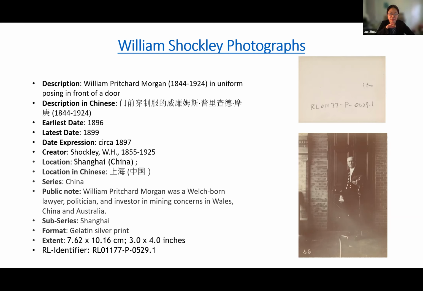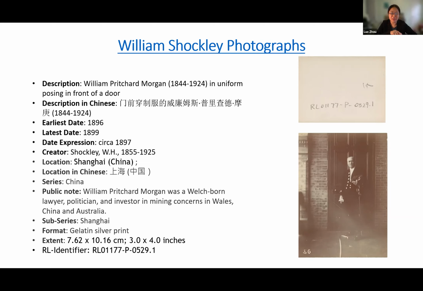Okay, so you also see something different here, a public note. I explained that this person, Mr. Morgan, is his boss. He is a person who has a company in the UK that became a global company, and he hired Shockley to come to China to do surveys in order to negotiate with the Qing government some kind of deal to do mining activities in Qing China. So we think that it's important for users later on, when they come to use this collection, whether in this format or in the digital format, to know something about this important person. So we put in something called public note.